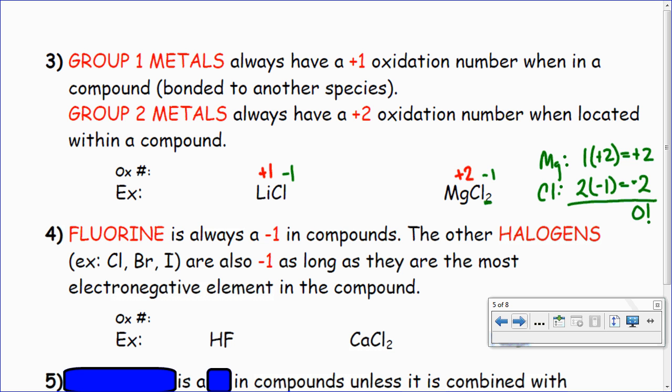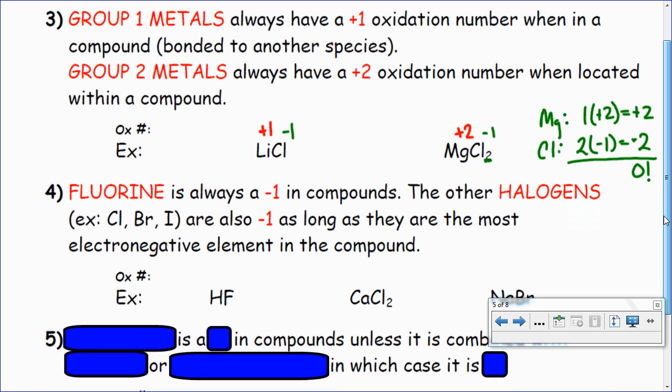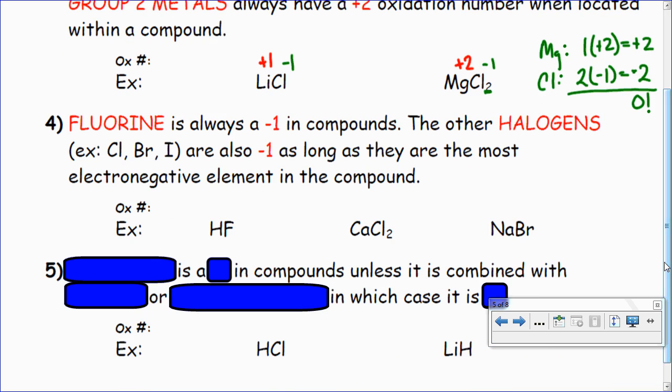Fluorine always is a -1 in compounds. The other halogens, chlorine, bromine, and iodine, are also -1, as long as they are the most electronegative element in the compound. So hydrogen and fluorine. Fluorine's -1 all the time, so hydrogen must be a +1. Simple enough. Calcium's a group 2, so it's +2. Chlorine, there's 2 of them, so each one's got to be -1. Sodium's +1, always because it's group 1, which makes bromine have to be -1.